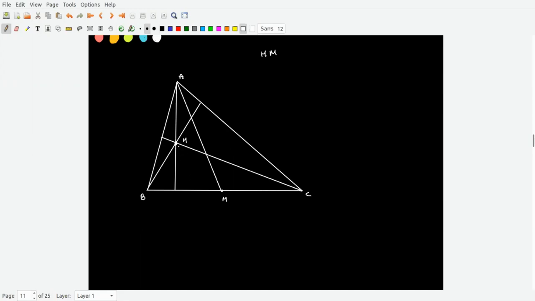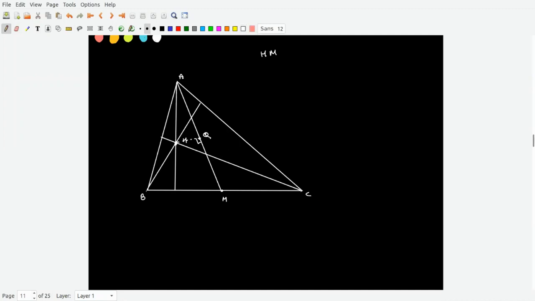So what this says is, you drop the perpendicular from H to the median AM. So you drop the perpendicular. This is called Q. Consider the point Q such that HQ is perpendicular to AM.